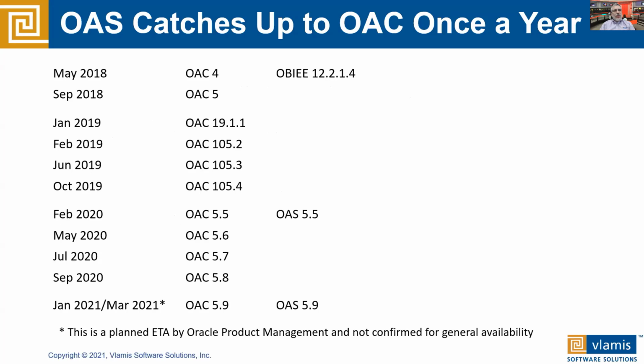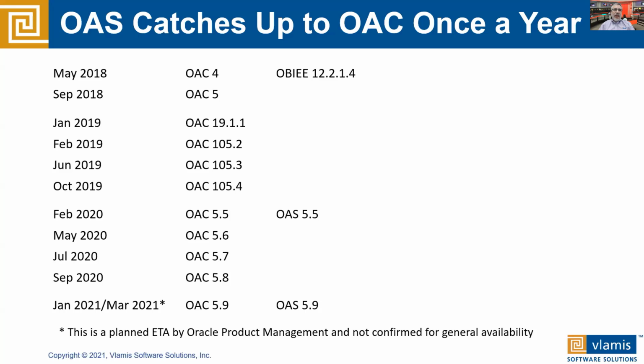For those that don't know also, the way this works is I've got a timeline here showing the different releases. And I just want to give kind of a graphic to this to show you how OBIEE 12.2.1.4 came out in about May of 2018. And that was at OAC 4, and that's when those were in sync. Then there were several OAC releases that happened. The numbering changed over time, and then is finalized on this 5.5 release that came out in February of 2020.